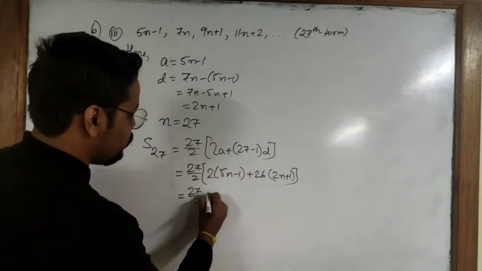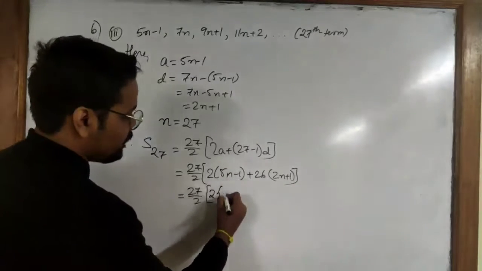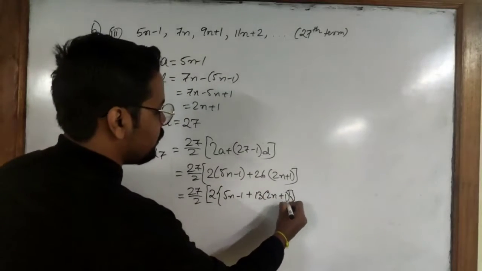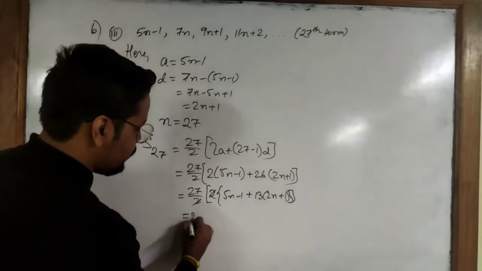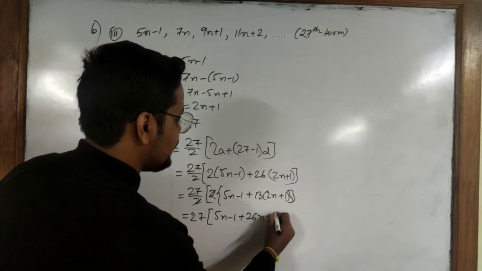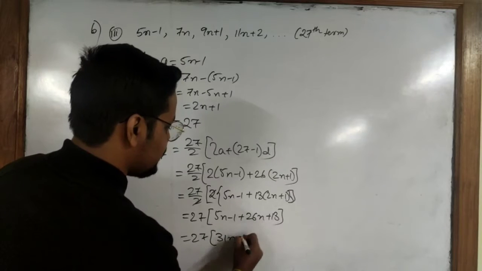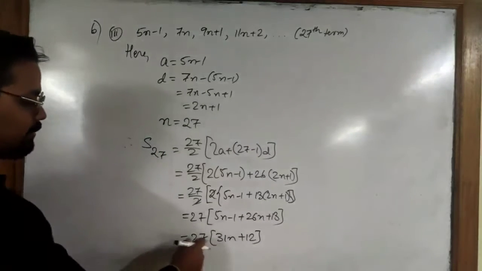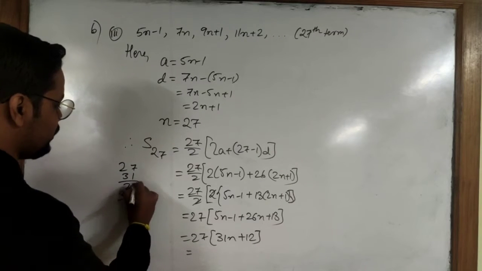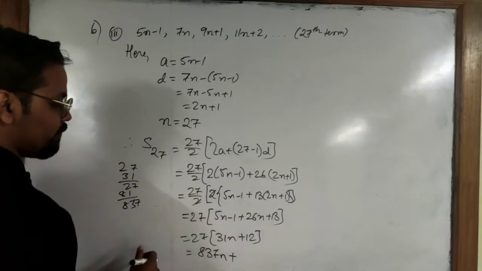So it is 27 by 2, and from here let's take 2 common. If we take 2 common, this becomes 5n minus 1 and this becomes 13 into (2n plus 1), and the benefit is that since 2 is common, I can cancel these 2. So I get 27 into (5n minus 1 plus 26n plus 13). So it is 27 into (31n plus 12). Now you have to multiply these two. So it is 27 into 31, which gives 837n, plus 27 into 12.